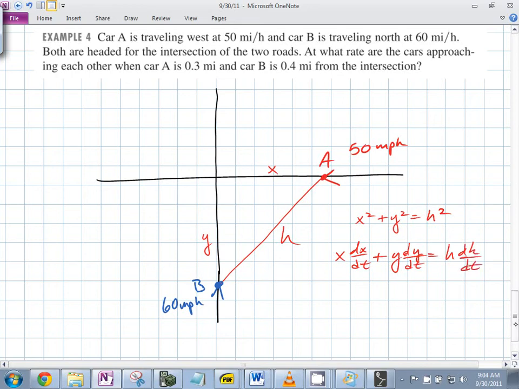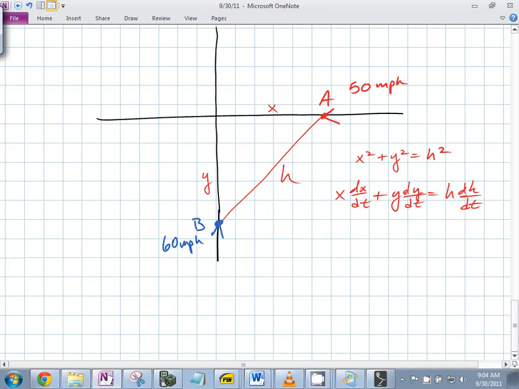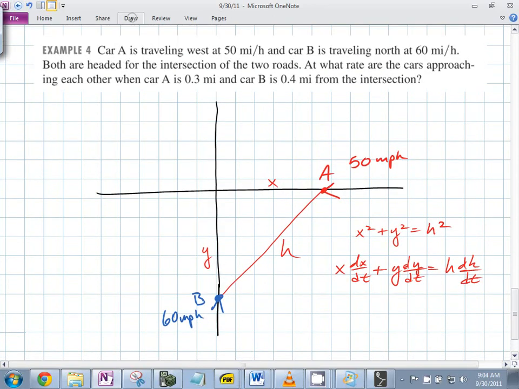So which one do we want? We're looking for dh/dt, right? So we need to fill in all of the other ones, and we can do that pretty easily. It's when x is 0.3, when dx/dt is 50, when y is 0.4, and dy/dt is 60, and when h is what? 0.5. It's a 3, 4, 5 triangle.